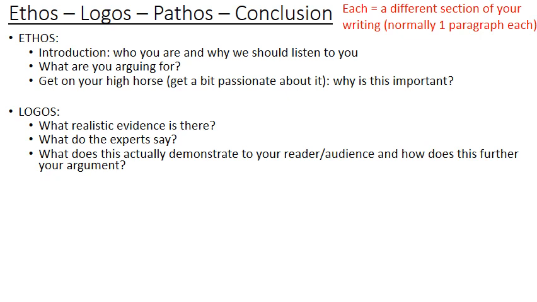So you have to assume that your reader or your audience, if you're doing a speech, can't work anything out for themselves. So you have to state everything very, very clearly. You can't just assume that because you've given them a statistic, they're going to work out that that proves your point. You need to actually explain how and why that proves your point.